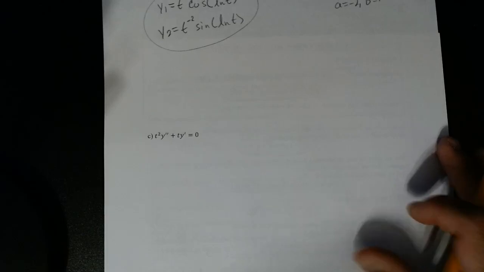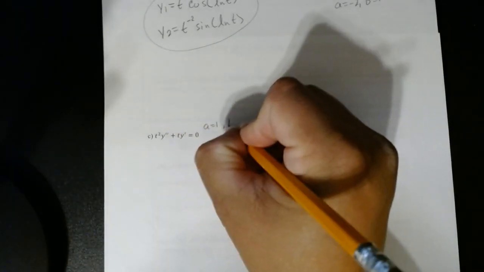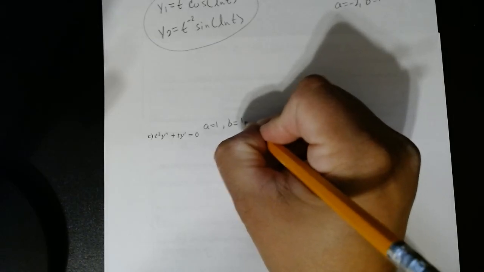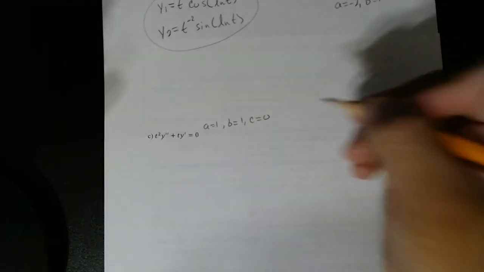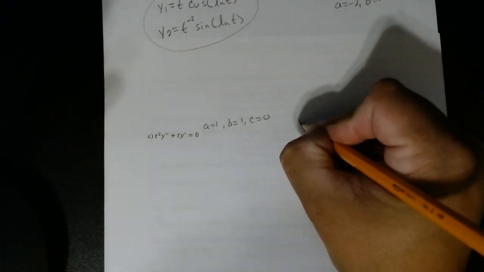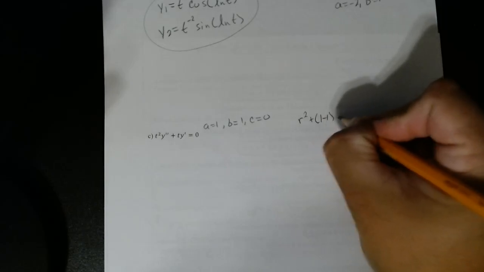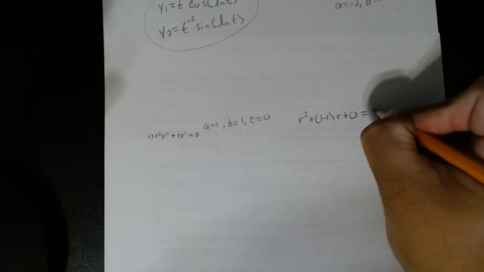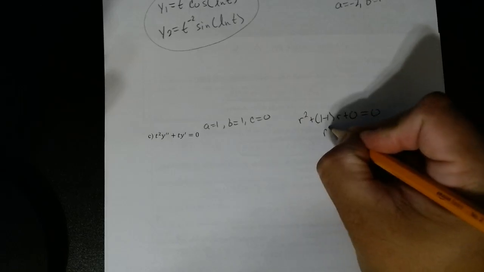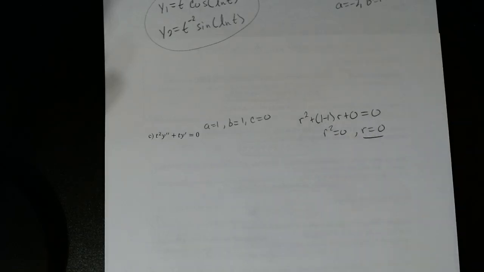So let's try the last example down here. All right, so in this case, a is going to be 1, b is going to be 1, and c is going to be 0 in this case. Okay. All right, so it'll be r squared plus 1 minus 1r plus 0 equals 0. So that goes away, so we just get r squared equals 0. So r is 0 is the only root we have.